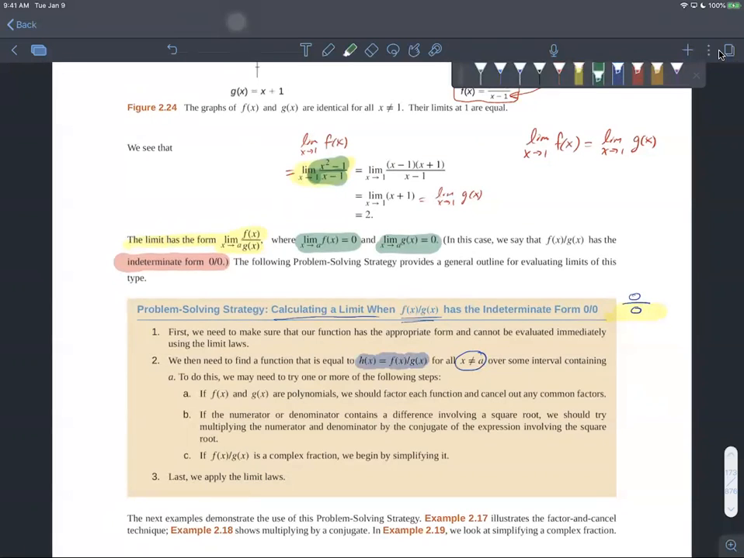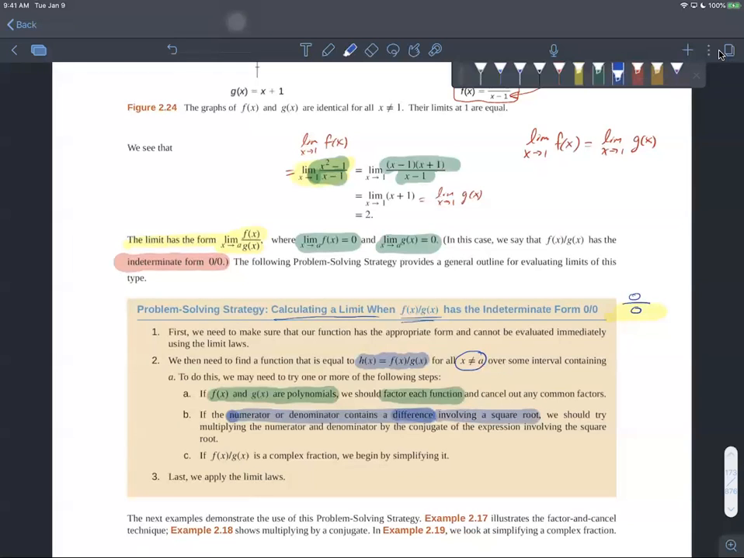If f of x and g of x are polynomials, then we should factor each function as we did in the previous example, and then cancel out any common factors. Part B, if the numerator or denominator contains a difference involving a square root, we should try multiplying the numerator and denominator by the conjugate of the expression involving the square root. We'll see an example of that hopefully pretty soon.